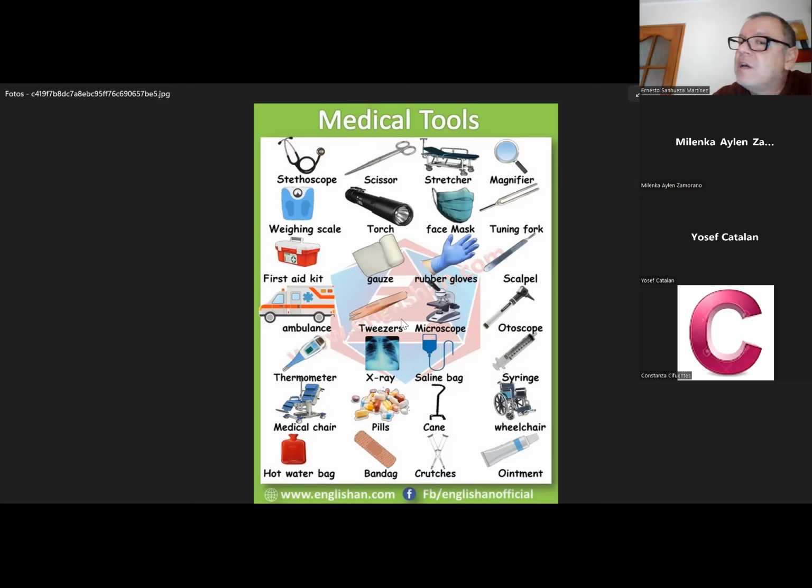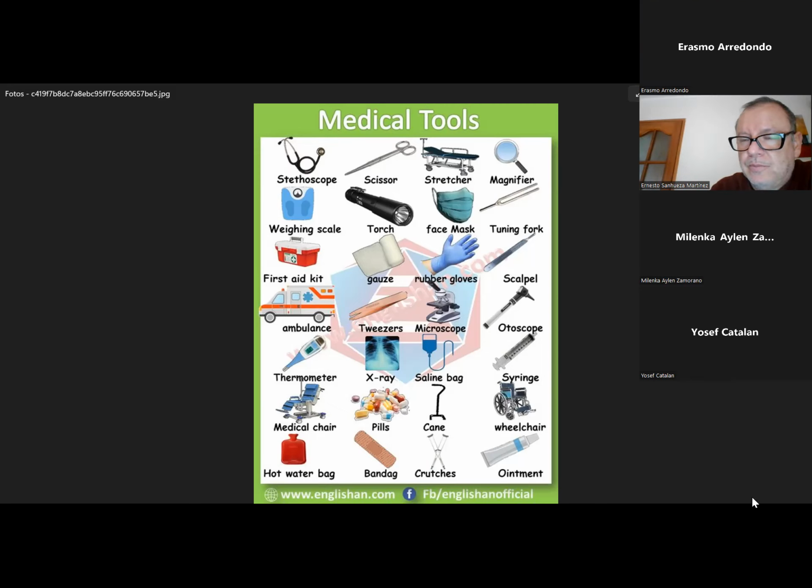So that's it, you have a nice picture with very typical medical tools. And thank you very much. We spoke in English a lot and we practiced how to describe the use of all these medical tools. So very good practice. Do you have any particular questions before we continue? There are no questions? Okay. So let's continue.